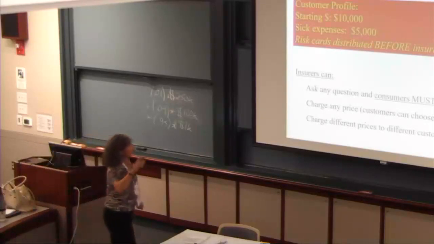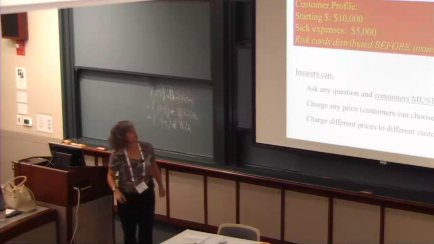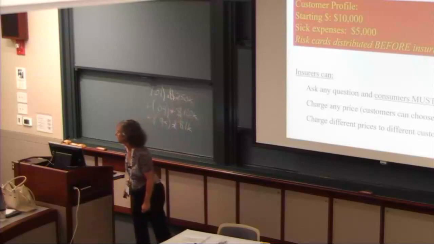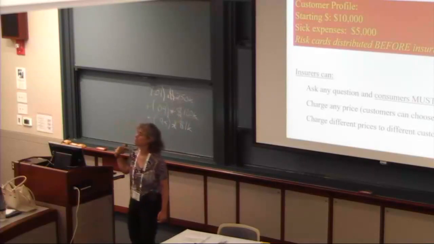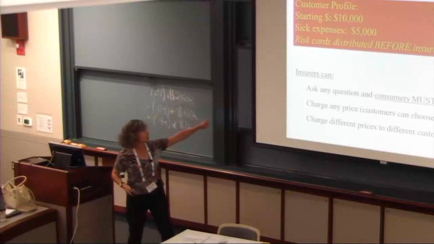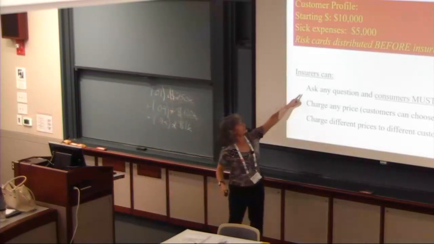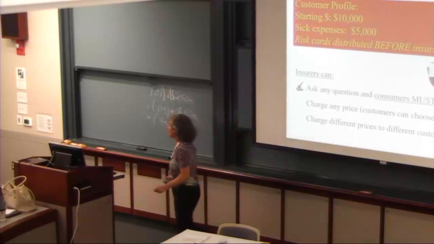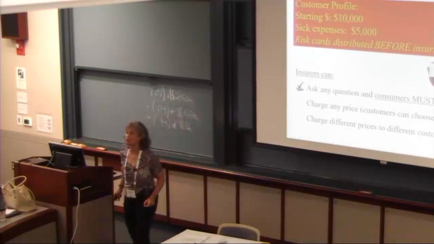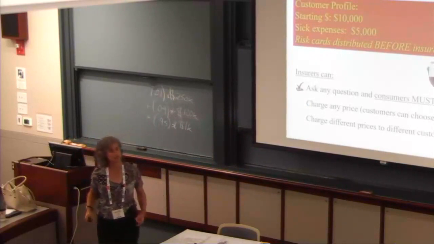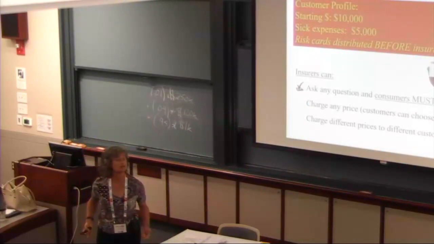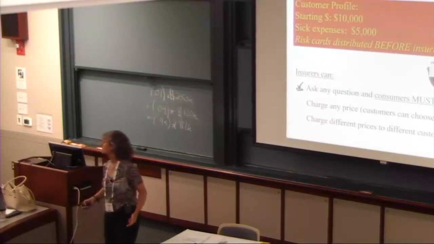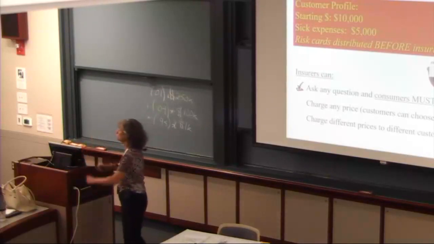Now we have a free market, perfect information. What does that mean? That means I've distributed your risk cards before you decide to buy insurance. You know your risk profile. And it's a free market. Insurers can ask any question and customers must answer. That means that if an insurer asks to see your number, you must tell them. It's like perfect underwriting. That's what we mean by perfect information in this round. If an insurer asks you, you must show them.